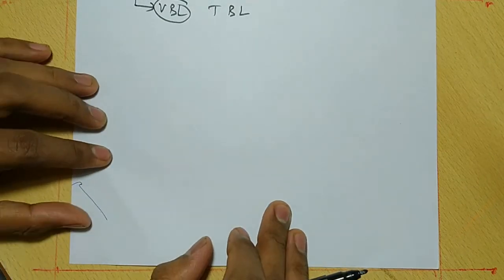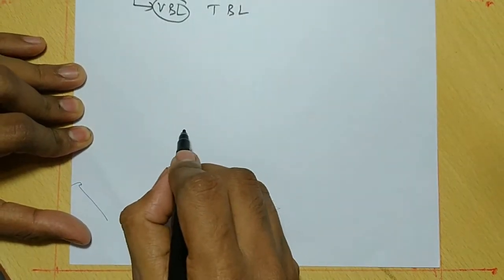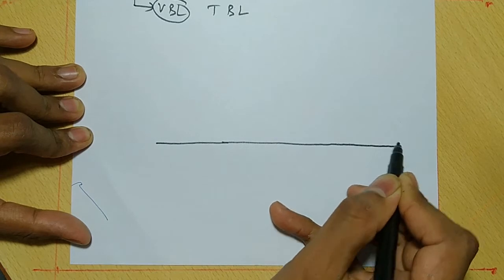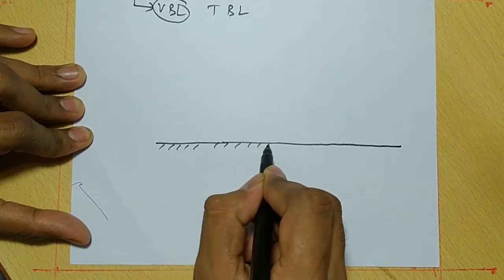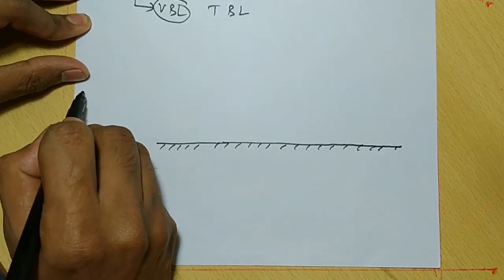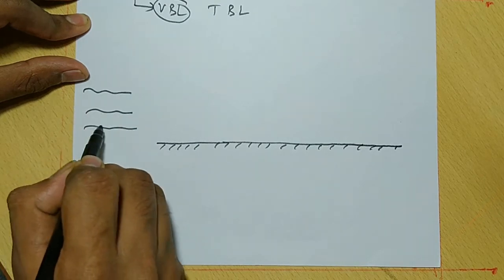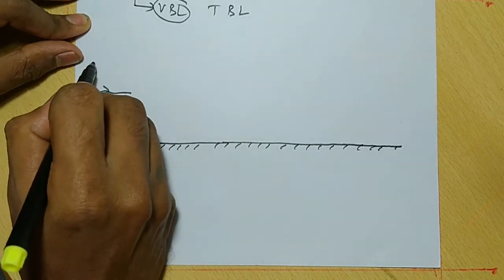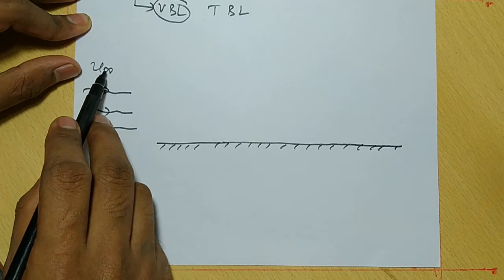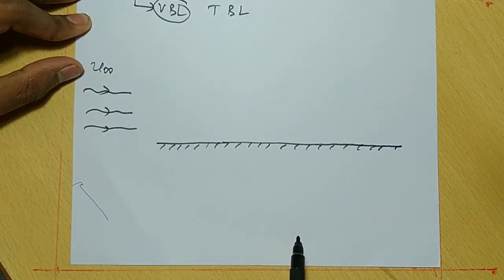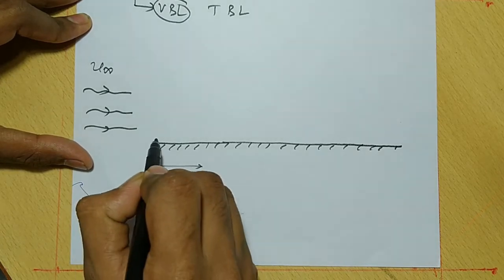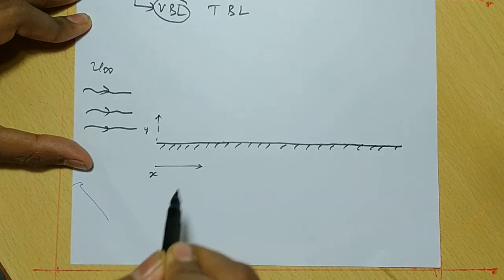Now just consider a stationary plate, with a fluid moving with a certain velocity. I am going to call it U infinity. U infinity means free stream velocity. The fluid is moving with some velocity over a stationary plate. This direction I will take as the x direction, and this direction I will take as the y direction.